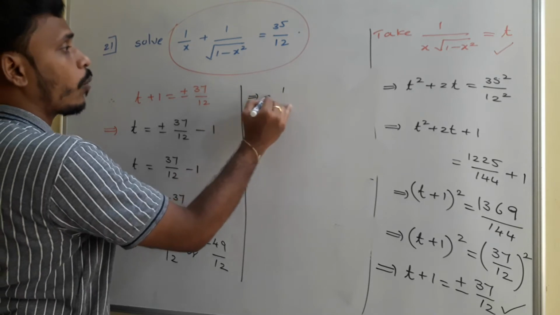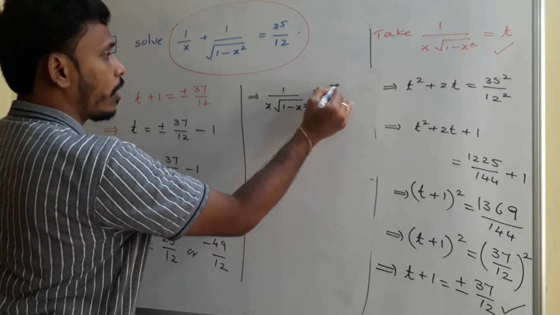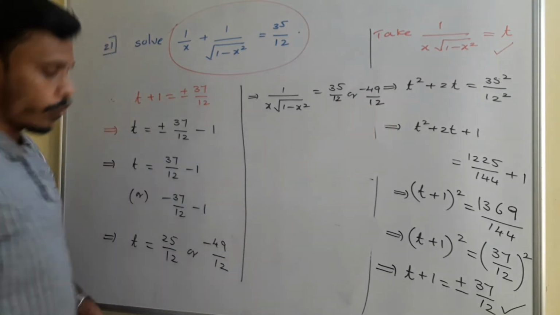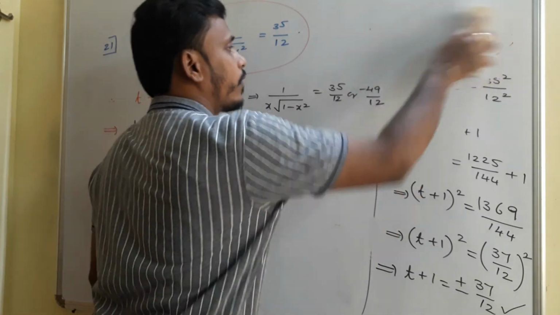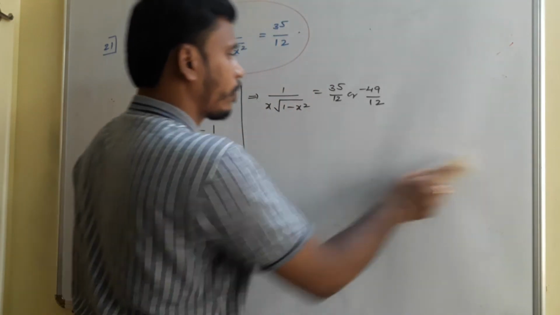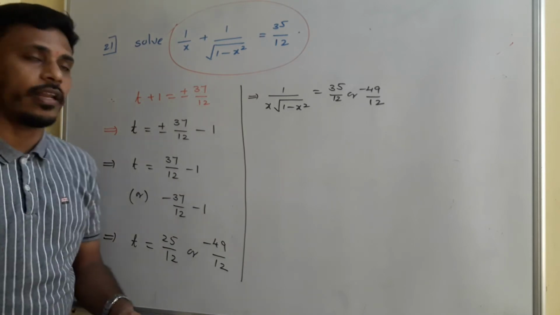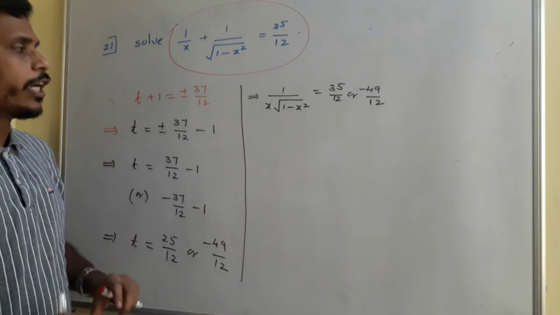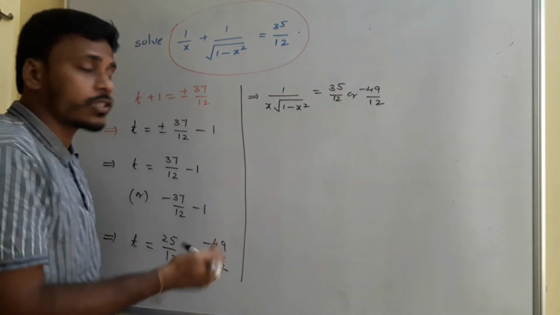That implies 1 by x root 1 minus x square is equal to 25 by 12 or minus 49 by 12. Further, how to simplify? Just have a look. We need to get the value of x. That's our intention, that's our task to complete. Right, 1 by x root 1 minus x square is equal to 25 by 12 or minus 49 by 12. Again we need to do some work. We need to do squaring on both sides and reciprocal it. At a time I am doing everything. Just do reciprocal and then apply squaring on both sides.